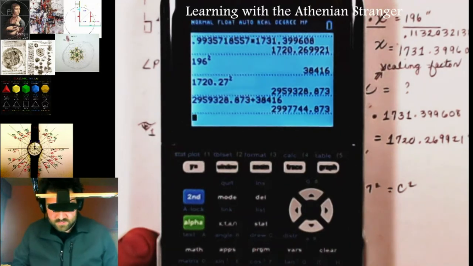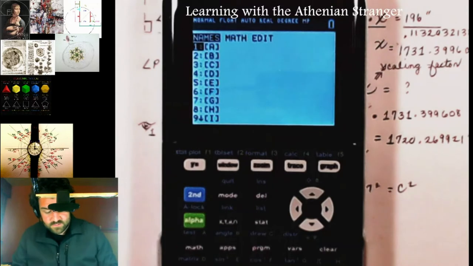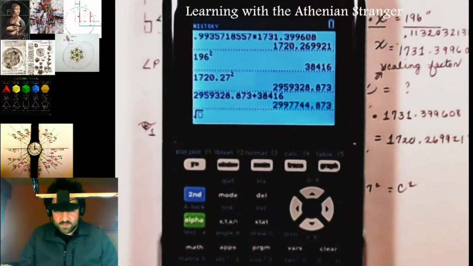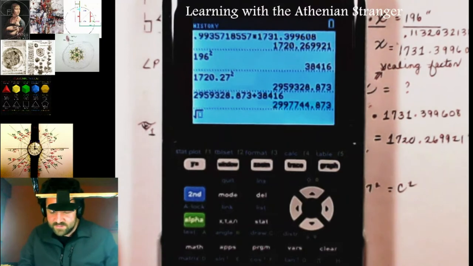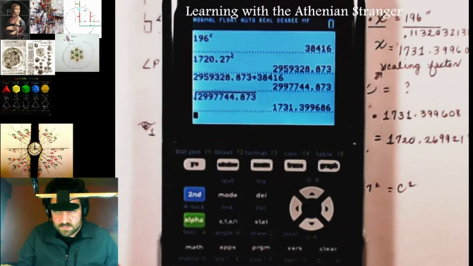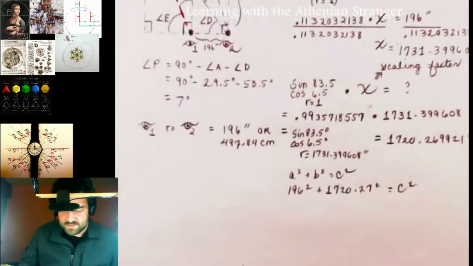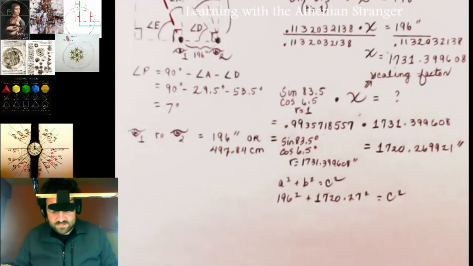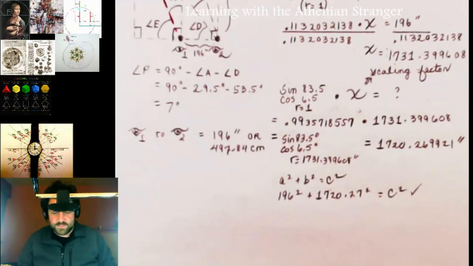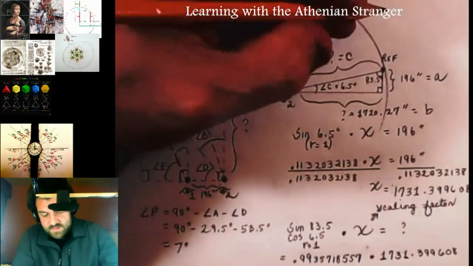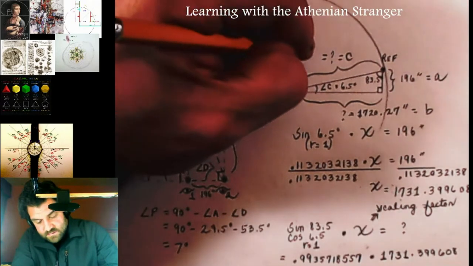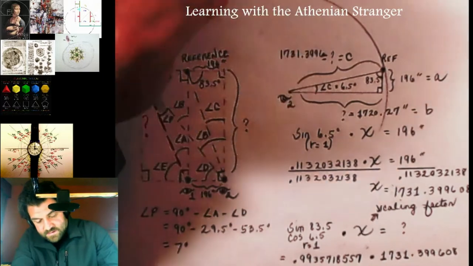We're going to say that plus that equals c squared. If I take the square root of this computed value, a squared plus b squared, I should get c, which should be 1731.39 or something like that. Here we go, and there it is, 1731.399686. Remember I rounded to 1720.27, otherwise it would be exact. So this checks out using the Pythagorean theorem, just to double check. So now we know c is equal to 1731.3996 inches.